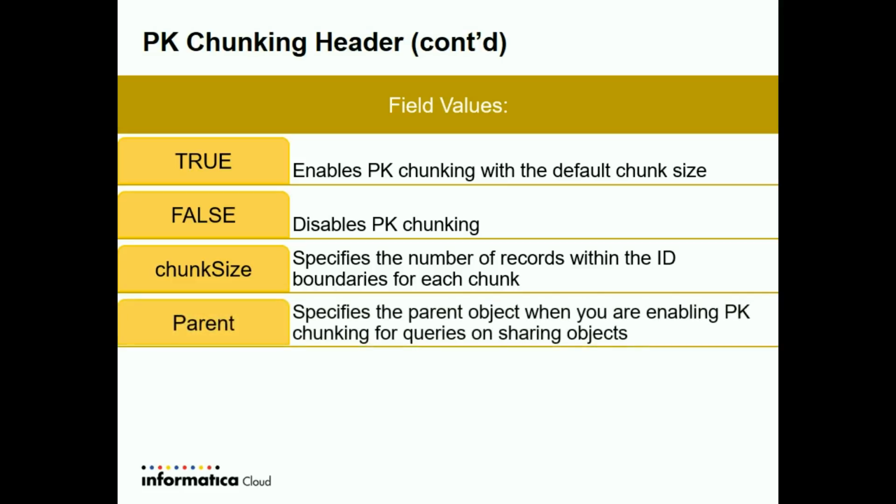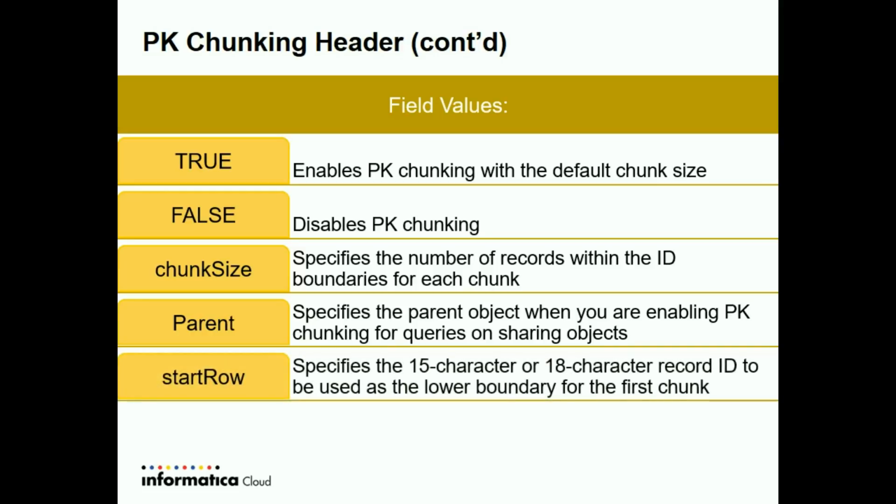Parent. This specifies the parent object when you're enabling PK chunking for queries on sharing objects. The chunks are based on the parent object's records rather than the sharing object's records. For example, when querying on account share, specify account as the parent object. PK chunking is supported for sharing objects as long as the parent object is supported. Start row. This specifies the 15-character or 18-character record ID to be used as the lower boundary for the first chunk. Use this parameter to specify a starting ID when restarting a job that failed between batches.